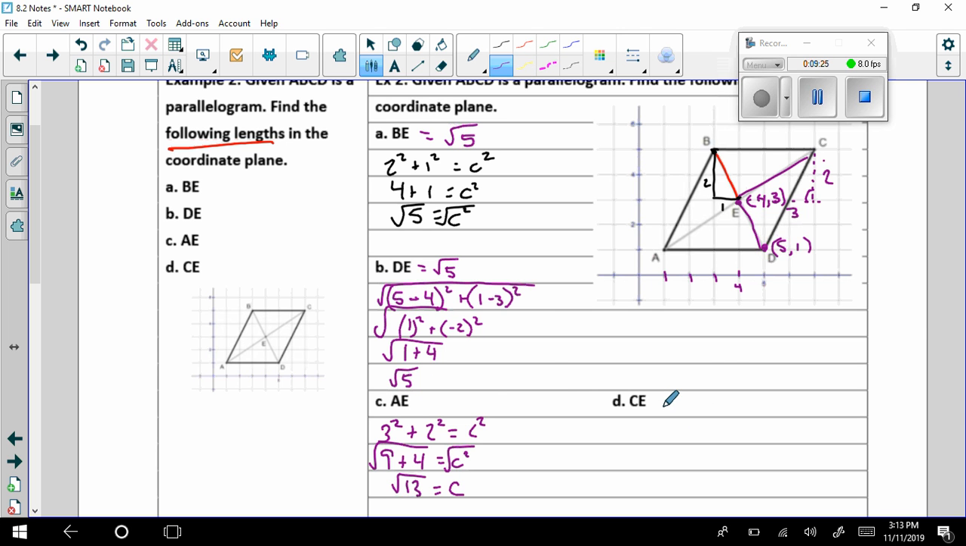And then for CE, I'm going to do it the same. Oh, I did find CE. Sorry. Move all this over. For the other one, hopefully you can see AE is the same dimensions there. We have a 2, and we have a 3. So that's the same. Okay.